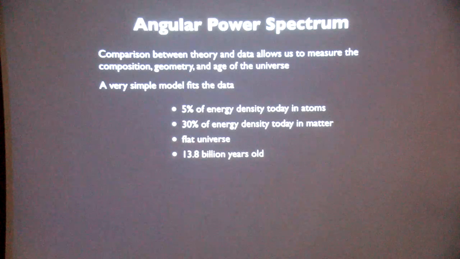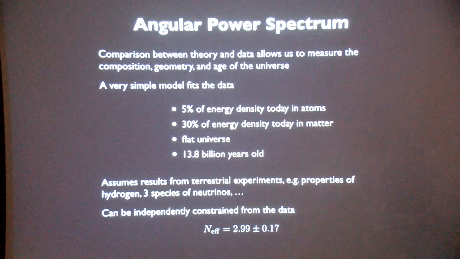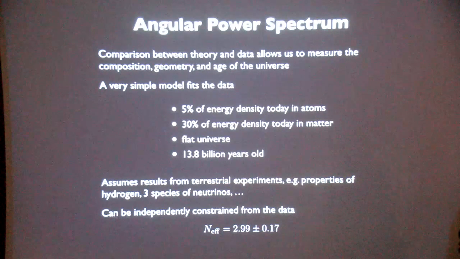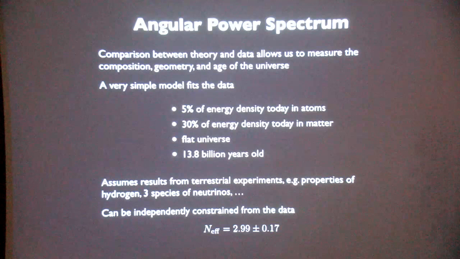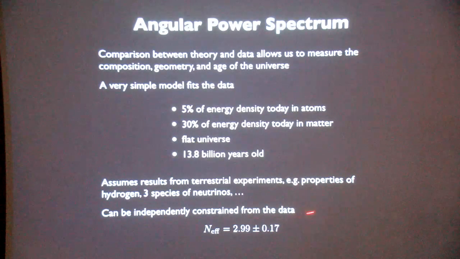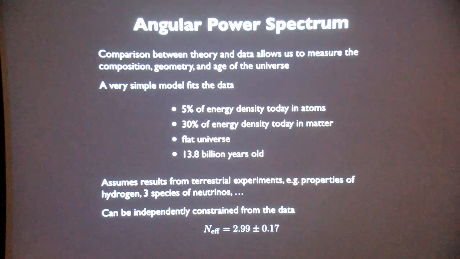So this is what follows from the peak positions. And here, obviously there are more parameters that you have to know if you want to do all the calculations. Those we usually take from lab experiments. For example, the properties of hydrogen we take from lab experiments. We assume that there's three species of neutrinos. And this is something that in principle you can test, so you can independently constrain them from the data, and you find that it's 2.99 plus minus 0.17. So that's consistent with what we know from the lab.